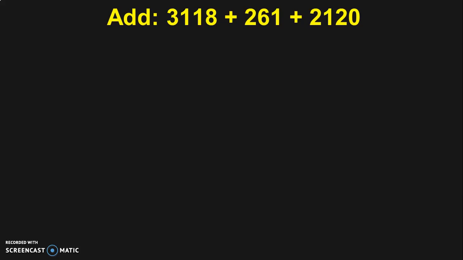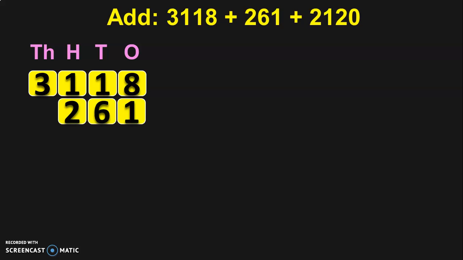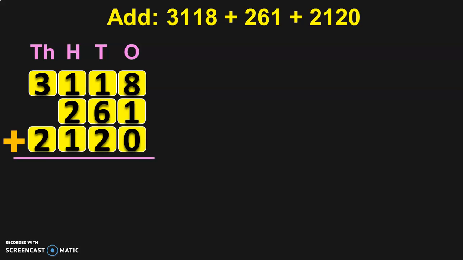Add 3,108 plus 261 plus 2,120. First, let us begin by writing the 4-digit number 3,108. Here we have two 4-digit numbers and one 3-digit number. So it is always the best practice to write down the place values first so that you can write down the remaining numbers vertically in their respective positions. Next, write down 261 and 2,120.